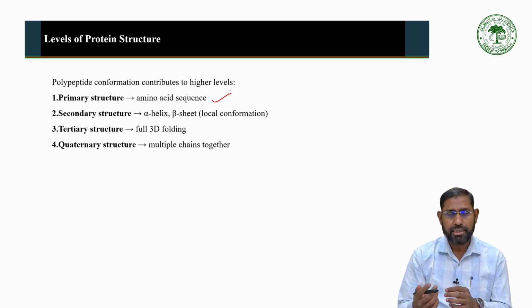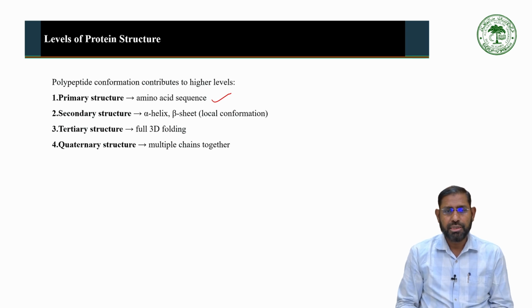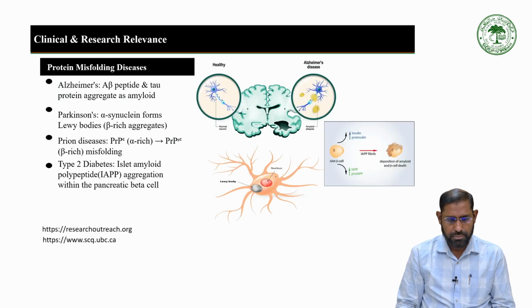Then secondary structure is alpha helix and beta sheets. Then the tertiary structure is the full 3D folding. Then quaternary structure is multiple chains together as a functional unit, the quaternary structure.